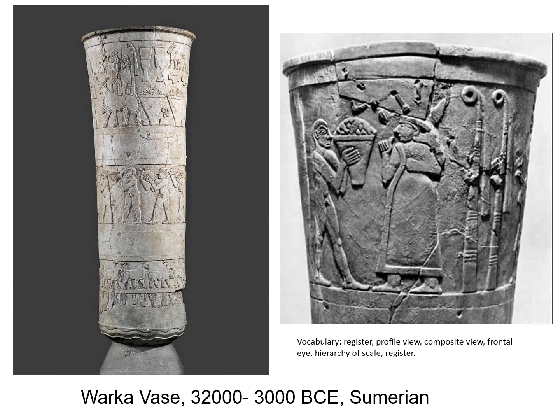In the top register, we also see something called hierarchy of scale. Simply put, the largest thing in the image is the most important. In this case, in the detail of Inanna on the right, you can see that Inanna is the tallest of the figures. If you add her crown into consideration, she is the tallest person. She's also a little bit larger than the priest.